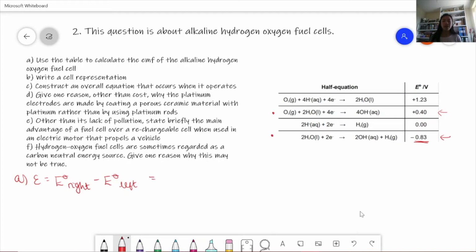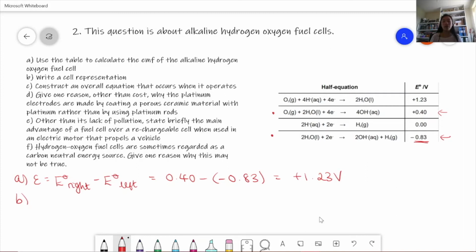And so this gives us an EMF of 0.4 minus minus 0.83. And that equals plus 1.23 volts. So for B, write a cell representation. So we've already kind of thought this through.